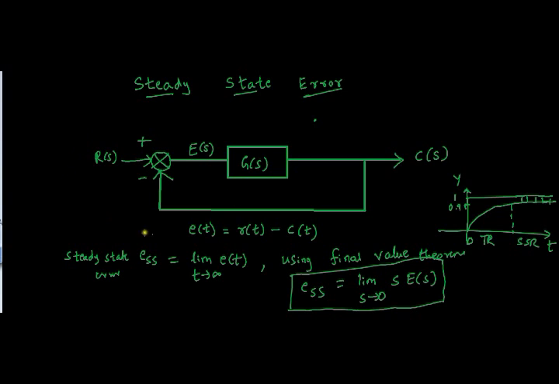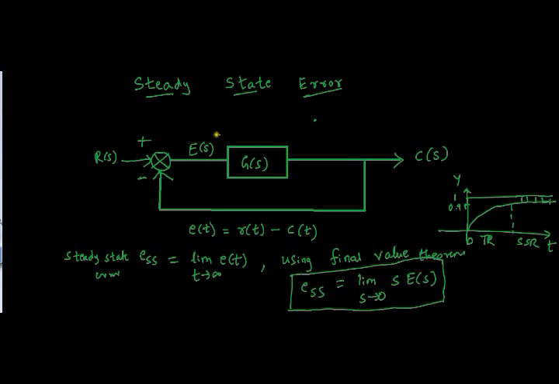As you can see, this is the typical control system. This is the R(s) input and G(s) is our system, which has a transfer function of G(s), and this is a unity feedback negative control system, a negative feedback control system with unit gain. This is the output C(s). So we can get E(s) from this control system model.